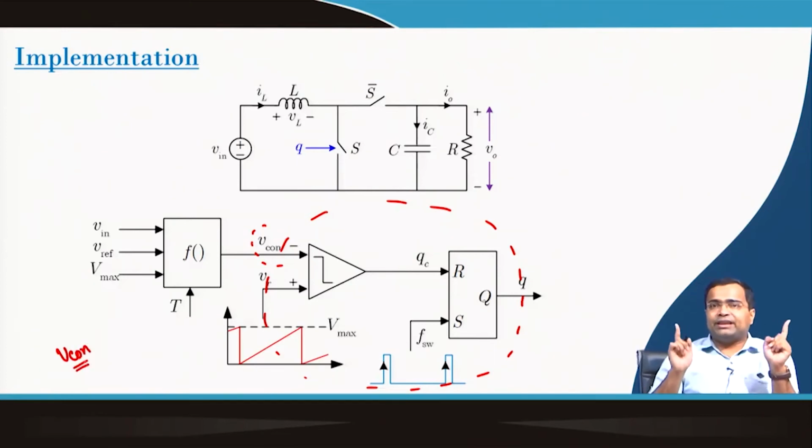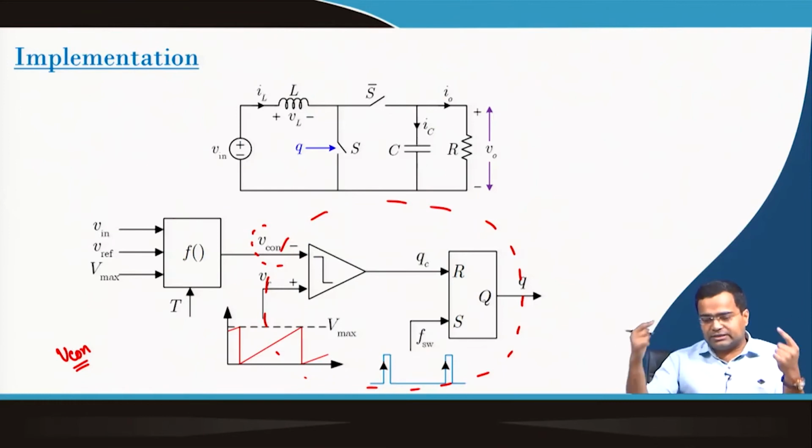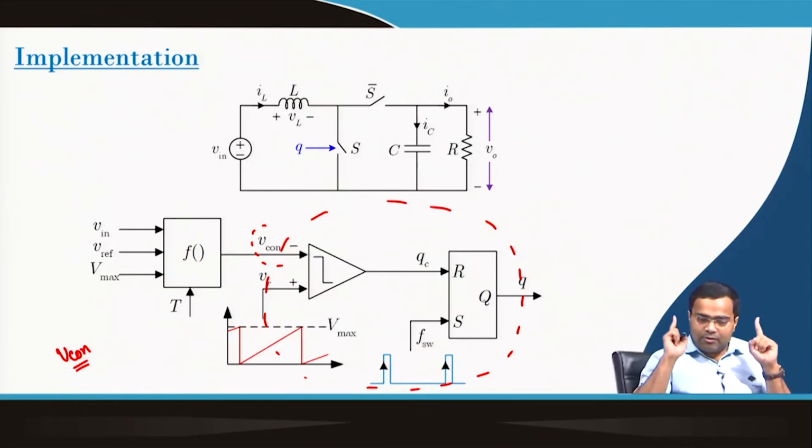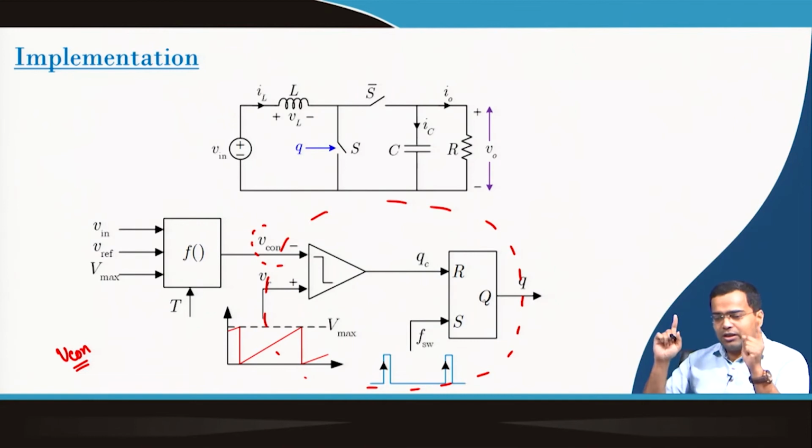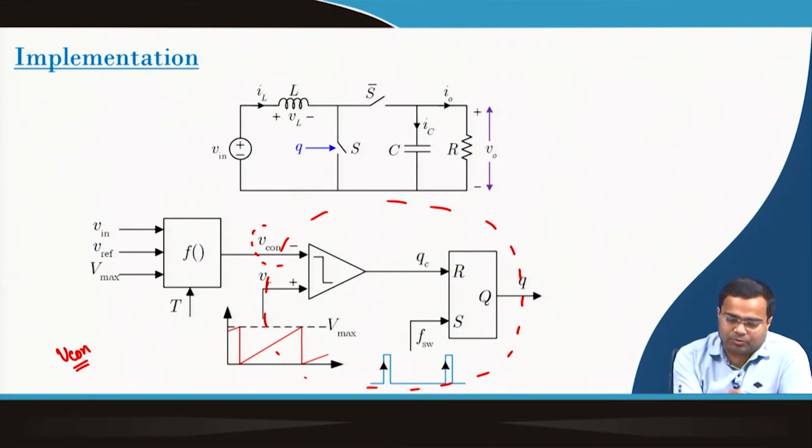Initially, we are not doing any feedback control, because that we will discuss later. Now, our first target: suppose we take an ideal boost converter.